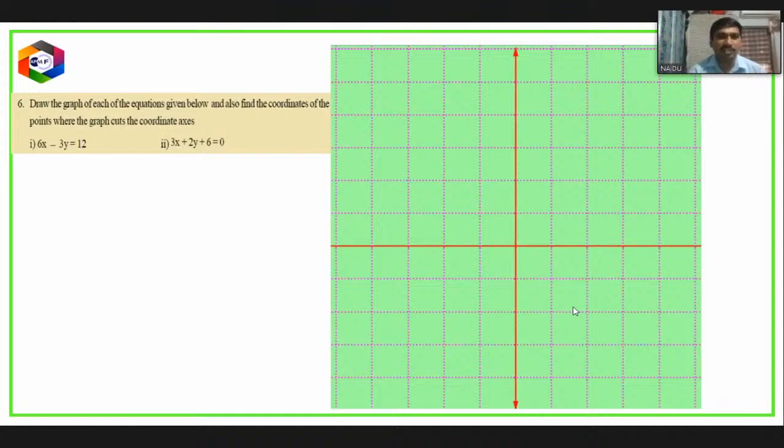Draw the graph of each of the following equations and find the coordinates of the point where the graph cuts the coordinate axis. It is asked where it is cutting the coordinate axis, those points.